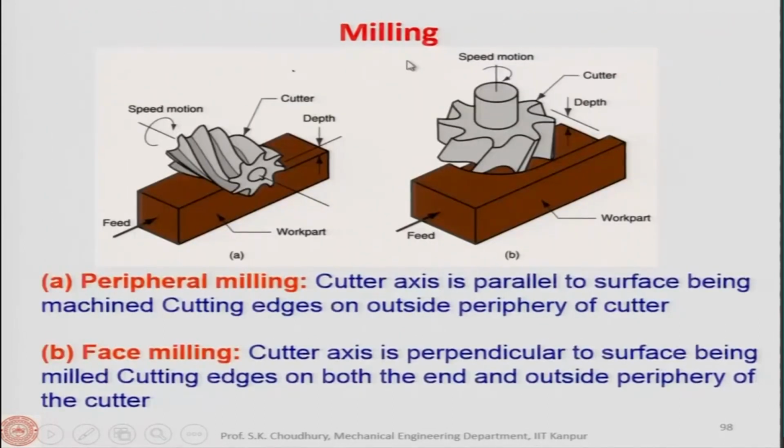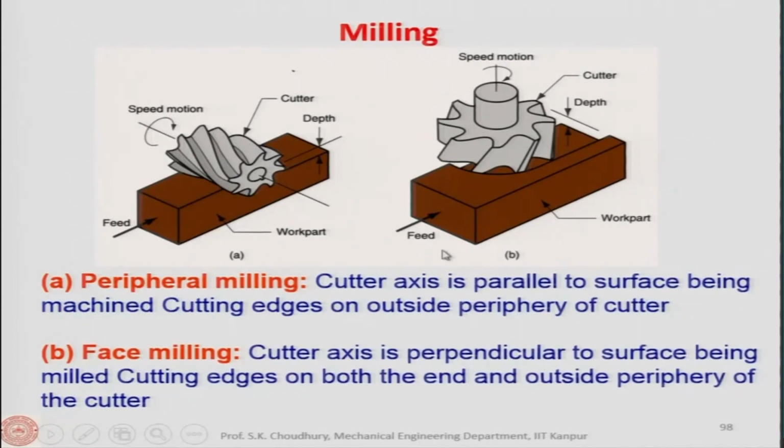Now, here schematically we have shown the milling process. This one is the peripheral milling. Peripheral milling means that the cutter axis is parallel to the surface that is being milled, and the cutting edges are on the outside periphery only. You can see that this is the milling cutter, this is how it rotates, and this is the axis of the milling cutter, and this axis is parallel to the surface. Both the surface being made and the cutter axis are in the horizontal plane.